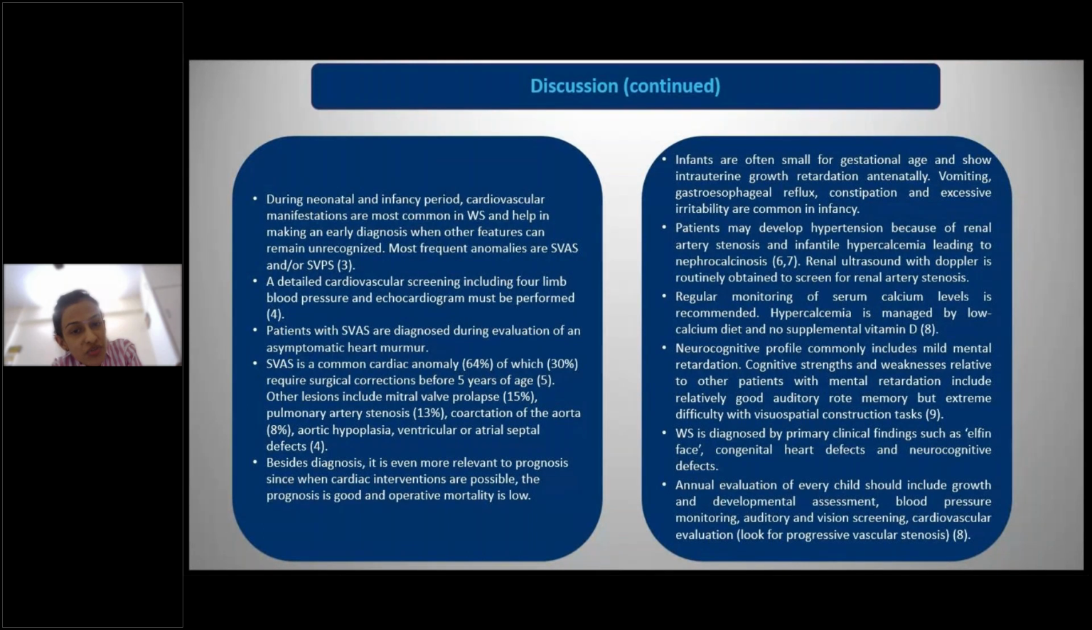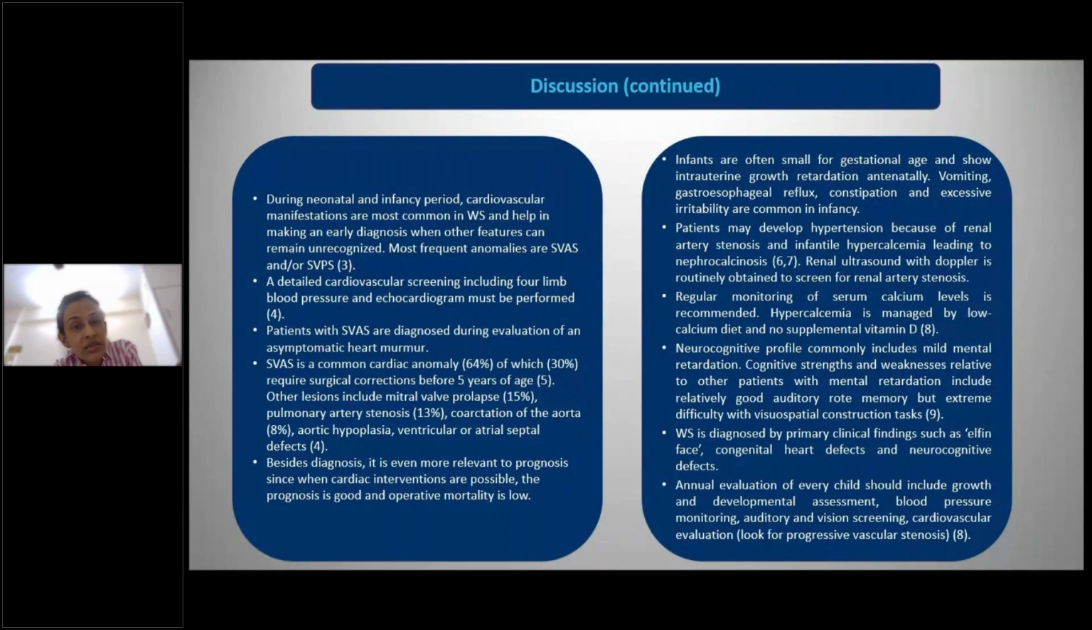Cognitive strengths and weakness relative to other patients with mental retardation include relatively good auditory rote memory, but extreme difficulty with visuospatial construction tasks. So Williams syndrome is diagnosed by primary clinical findings such as elephant face, congenital heart defects, and neurocognitive defects. Annual evaluation of every child should include growth and developmental assessment, blood pressure monitoring, auditory and vision screening, cardiovascular evaluation, look for progressive vascular stenosis, as recommended by American Academy of Pediatrics.